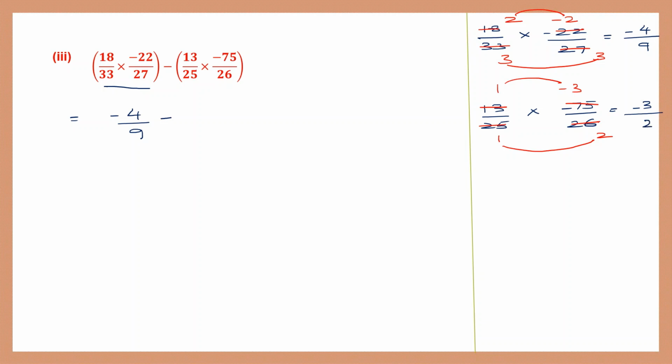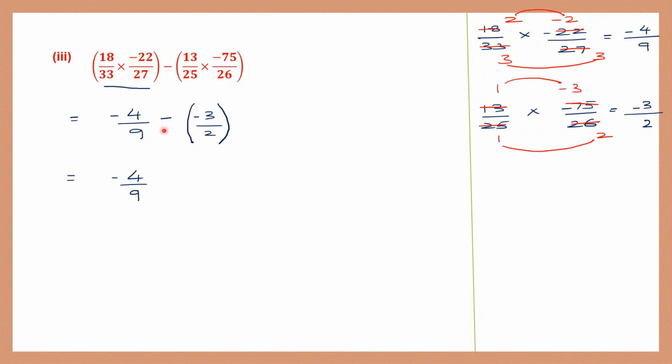So here let me write that. So here minus 4 by 9 minus, and here within brackets we have minus 3 by 2 and close brackets because it's a subtraction sign. Now I'm going to write minus 4 by 9 as it is. Now before I open my brackets, I'm going to see what's before that. It's minus sign.